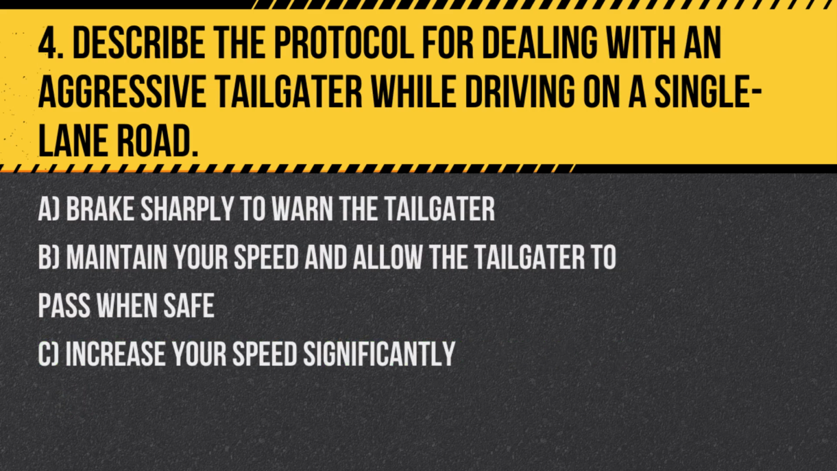Question 4. Describe the protocol for dealing with an aggressive tailgater while driving on a single-lane road. A. Brake sharply to warn the tailgater. B. Maintain your speed and allow the tailgater to pass when safe. C. Increase your speed significantly. Answer. B. Maintain your speed and allow the tailgater to pass when safe. This minimizes the risk of a collision and addresses the situation safely.